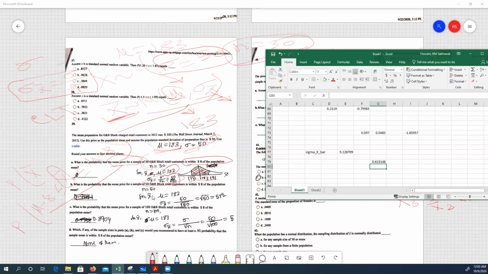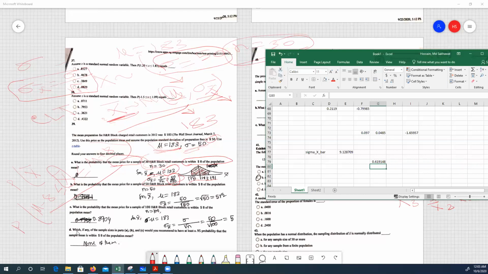Similarly for this one, the mu is 183, and the standard deviation will be sigma over the square root of n. That's 50 over the square root of the sample size, which is 100, so it is 5. So now you just have to use this formula to find the probability.